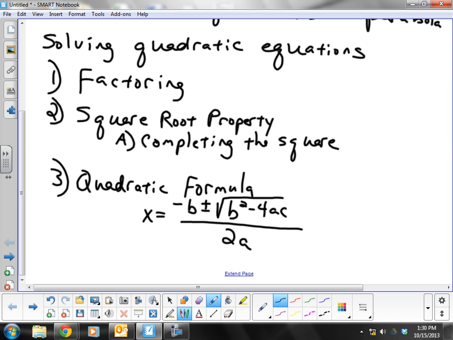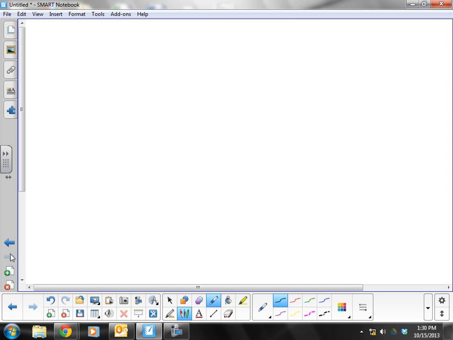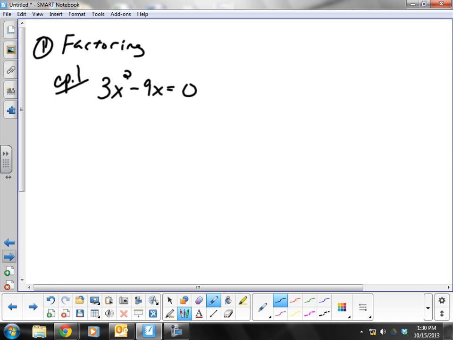Okay, so everybody got that page done? All right, so let's go back to factoring, which is objective 1 in this section. Go to checkpoint 1. So we've got 3x squared minus 9x equals 0. And then the other one they want us to do in checkpoint 1, 2x squared plus x equals 1.